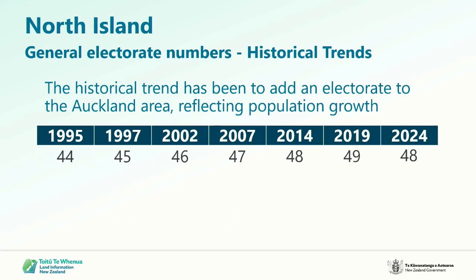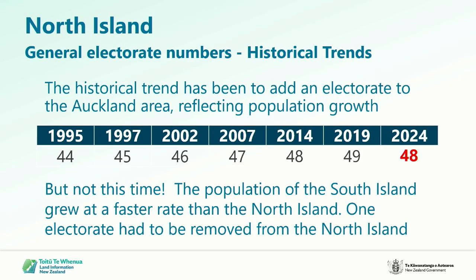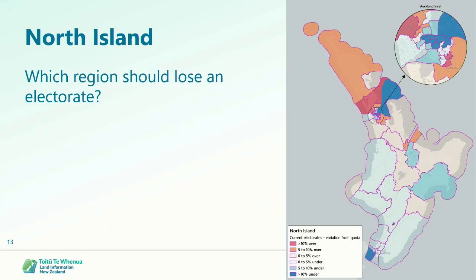So the North Island historical trend is to add an electorate. It's just because generally North Island grows faster than the South Island. But I think this is the first time in history that the South Island grew faster than the North Island population, and so we had to take an electorate away, which is a totally new problem to grapple with. So where should we lose an electorate from?